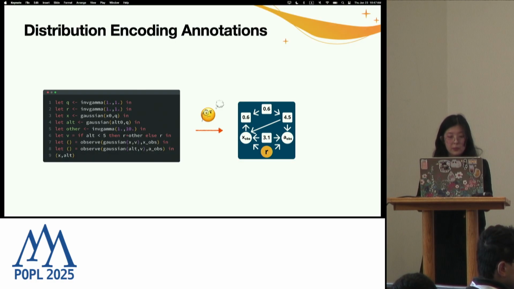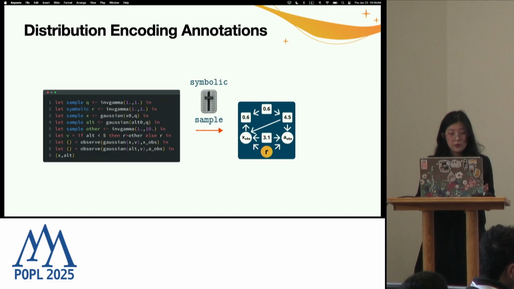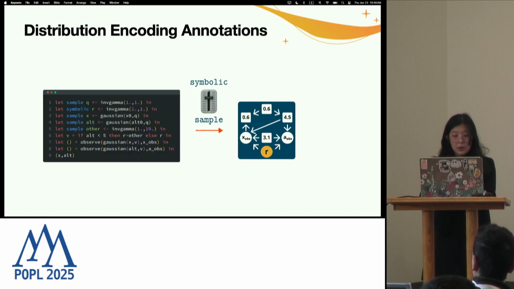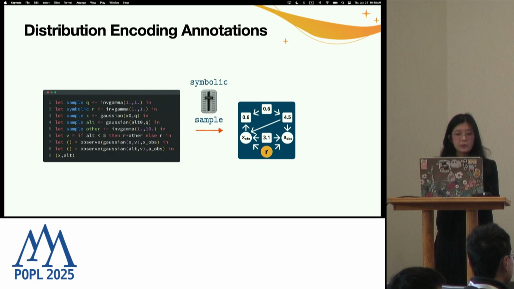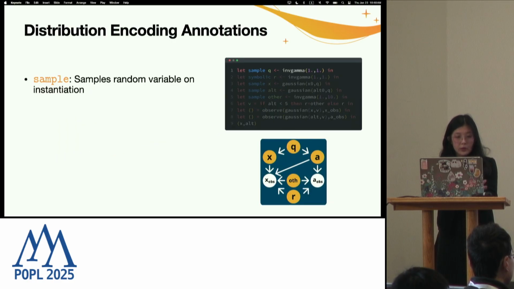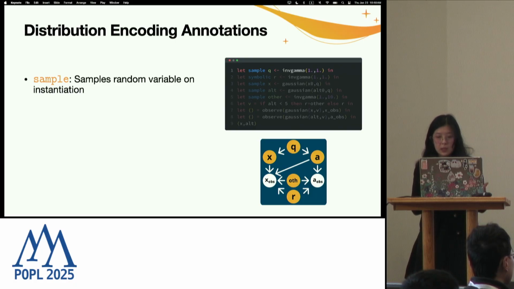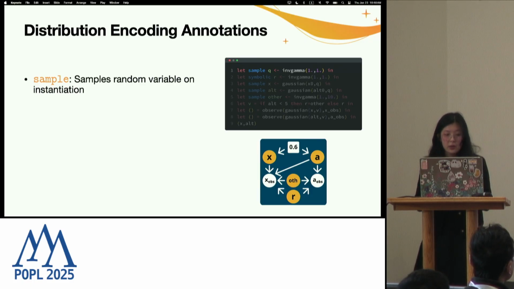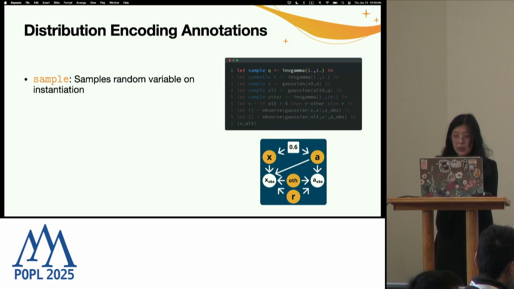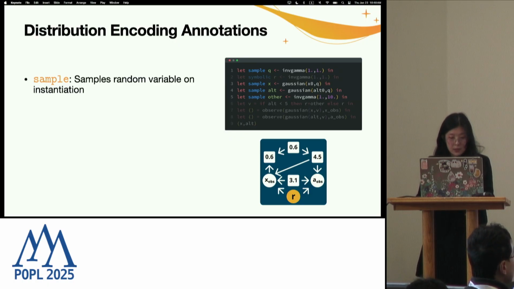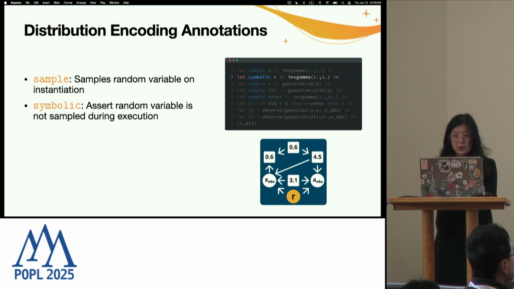So we want to tell the inference algorithm in our program to keep R symbolic here. So what we do is annotate each random variable with either symbolic or sample to specify the representation of the variable that we want. So here, R is annotated with symbolic, and everything else is annotated with sample. When a random variable is annotated with sample, the program runtime will sample the random variable upon instantiation to satisfy the annotation. Here, the sample annotation causes Q to be sampled and collapse to a constant value. And this goes for all the other sample annotated variables except for R, which is annotated with the symbolic annotation.